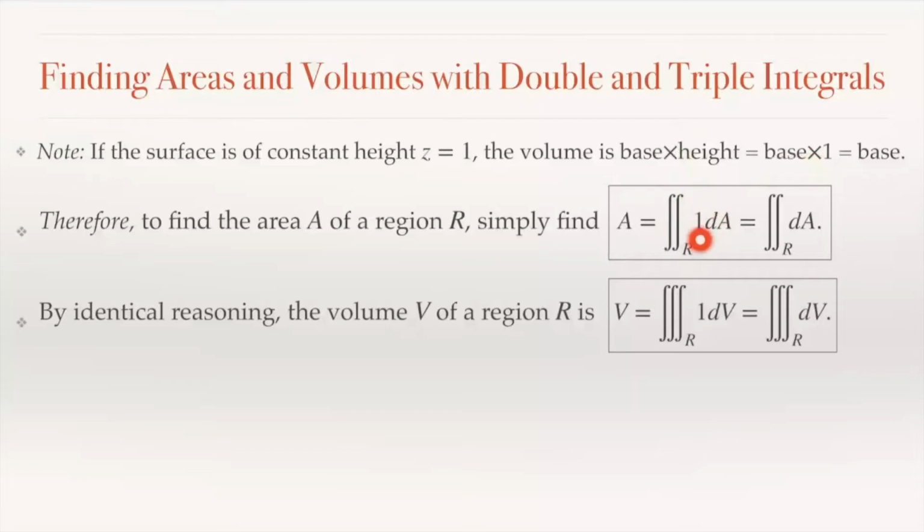And we typically omit that 1 and just write the double integral of R dA. Well, in the same way, the volume V of a region R will be the triple integral of 1 dV, exactly analogous, i.e. the triple integral of dV. So we can use this and triple integrals to find the volumes of regions.